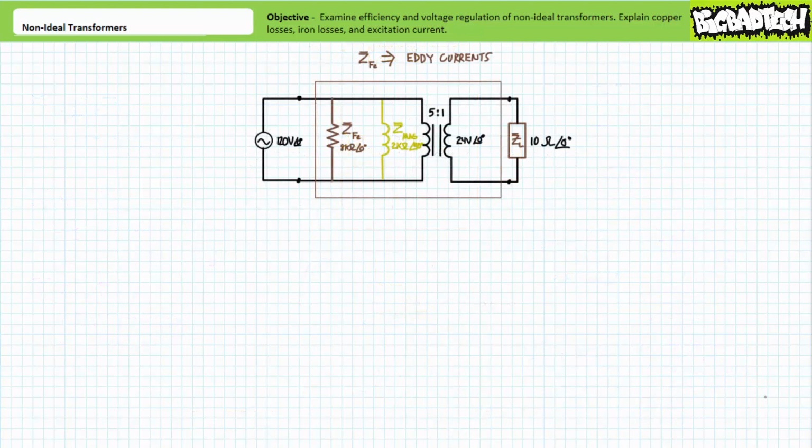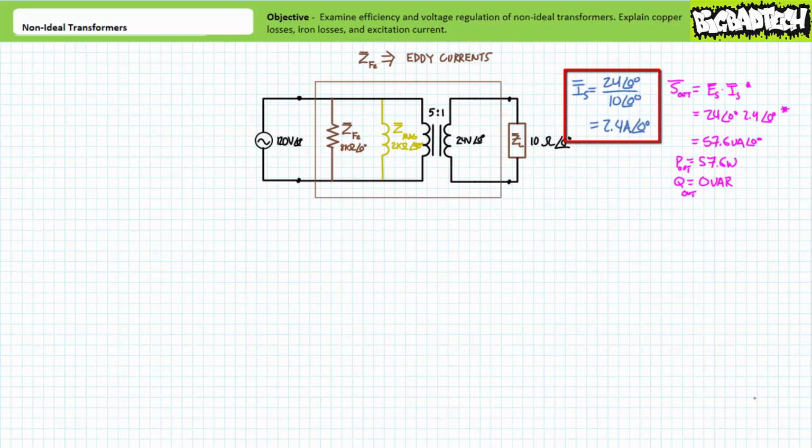Let's step this up a notch and see if we can account for iron losses associated with eddy currents. Perhaps the simplest model we could employ is to include a large resistor in parallel with the inductor accounting for both magnetizing current and hysteresis and the primary windings of an ideal transformer. Let's assume the resistor accounting for iron losses associated with eddy currents, ZFE, has a magnitude of 8 kiloohms.